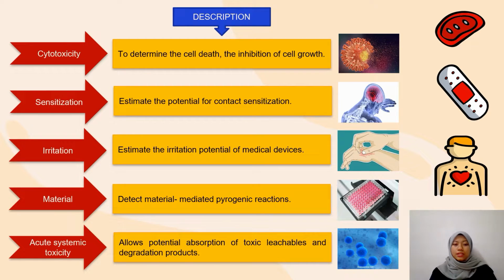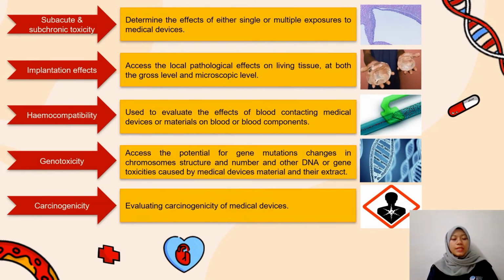First, we have the cytotoxicity test to determine cell death and the inhibition of cell growth. Second, the sensitization test, which estimates the potential for contact sensitization. Third, the irritation test, which estimates the irritation potential of medical devices. The fourth one is the material-mediated pyrogenicity test, which detects material-mediated pyrogenic reaction. And the fifth is acute systemic toxicity, which assesses the potential absorption of toxic leachables and degradation products. The number 6 test is subacute and subchronic toxicity.